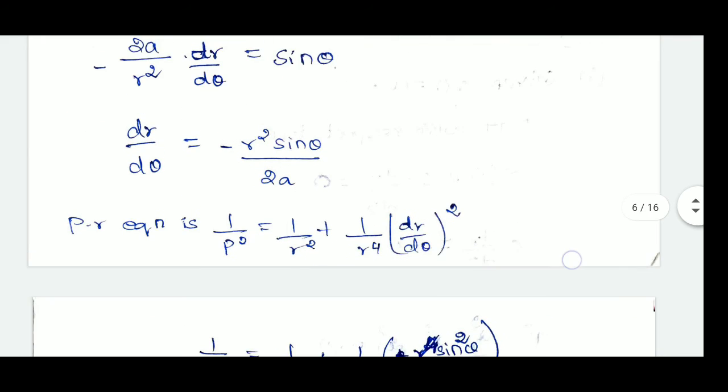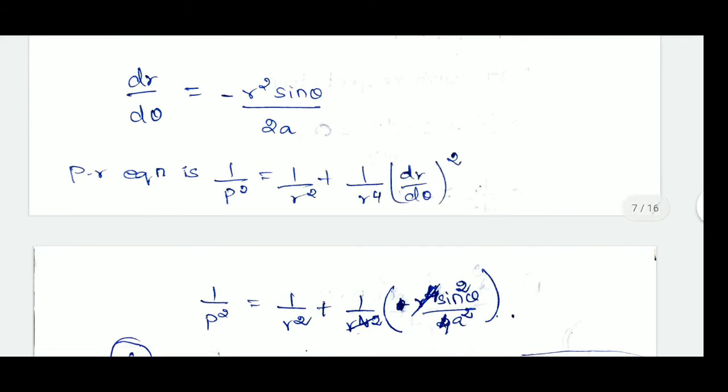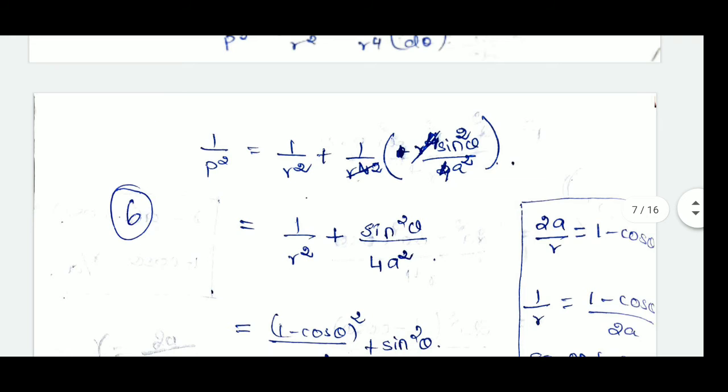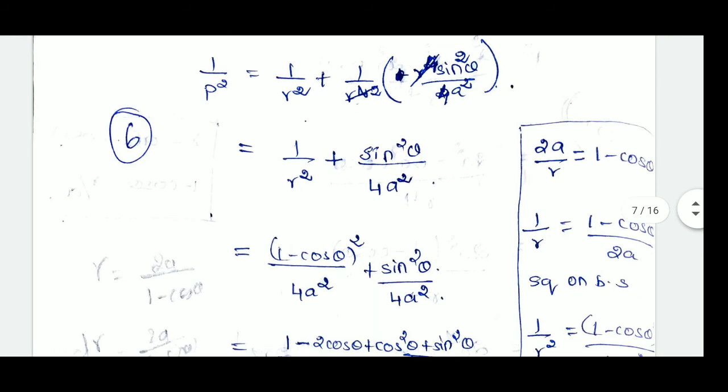Instead of dr by d theta, we substitute minus r square by sin theta by 2a, the whole square. So r power 4 gets cancelled. 1 by r square plus sin square theta by 4a square. 2a equal to 2a by r equal to 1 minus cos theta. So 1 by r equal to 1 minus cos theta by 2a.